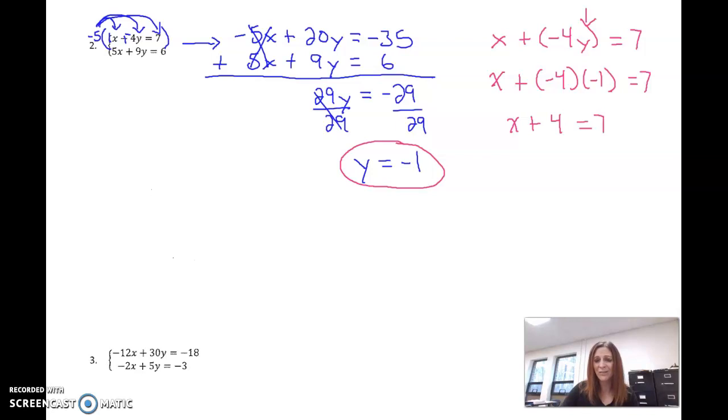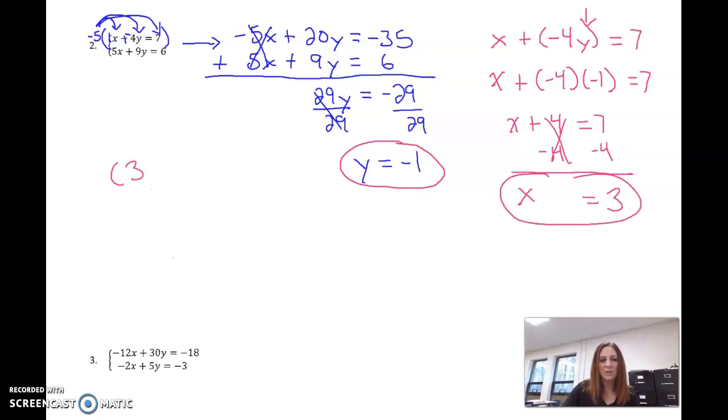I'm solving for x, so I have to get rid of the 4. It's plus 4, so I'm going to subtract 4. Whatever I do to one side, I do to the other. Left with x, this is 0, equals 3. So our x value is 3, our y value is negative 1. Okay, so this one has a solution.